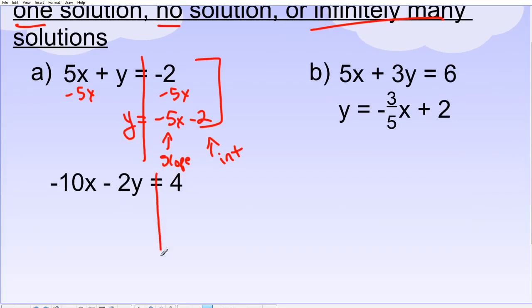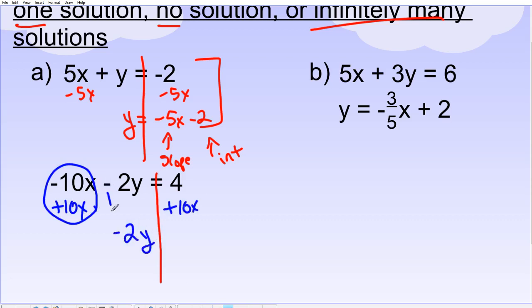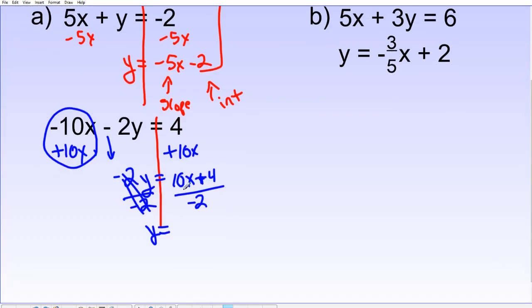So I'm going to take this second one, and I'm going to solve for y as well. So I'm going to start by adding 10x, because we get rid of the add and subtract first. Negative 2y, don't forget about your negatives, equals 10x plus 4, not minus 4, plus 4. Divide both sides by negative 2. These guys cancel out, and y is equal to 10 divided by negative 2, which is negative 5. Hey, same slope. 4 divided by negative 2 is negative 2. Hey, same intercept.